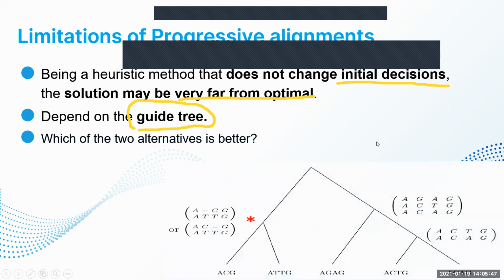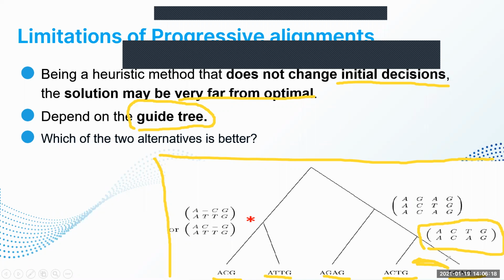Suppose you have this: ACG, ATTG, AGAG, ACTG, ACAG. Now you generated this guide tree, and you're trying to align based on that guide tree. You did the similarity matrices and made this guide tree. First you can align these two, because these two are the closest. Then you add this to this. Now you finally have this alignment from one hand.